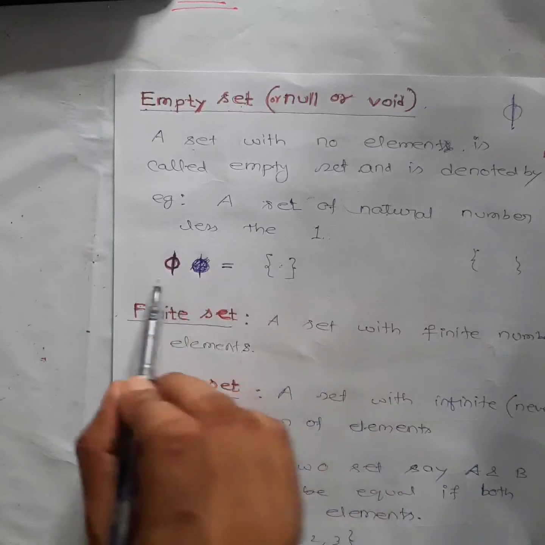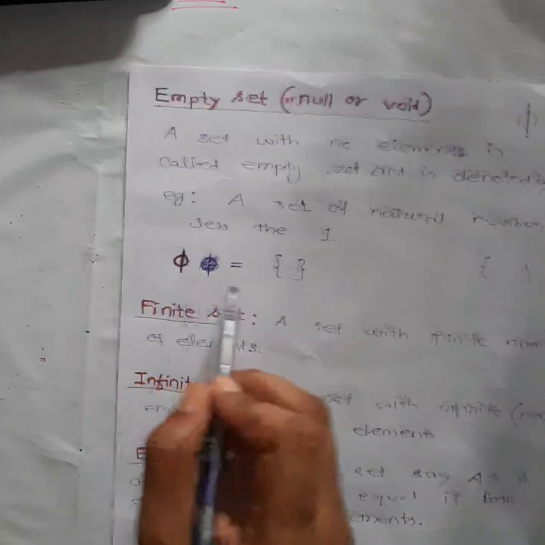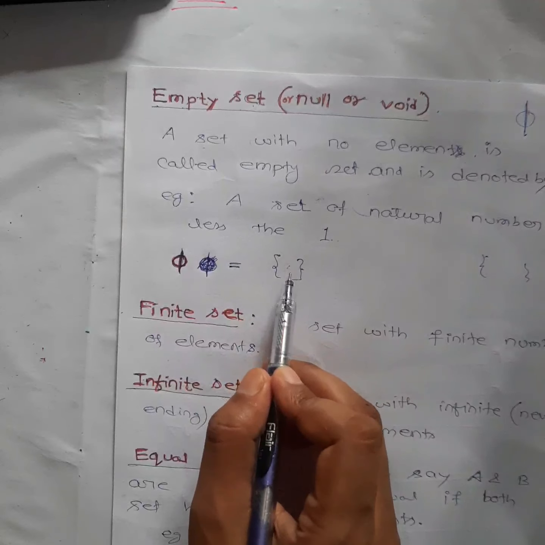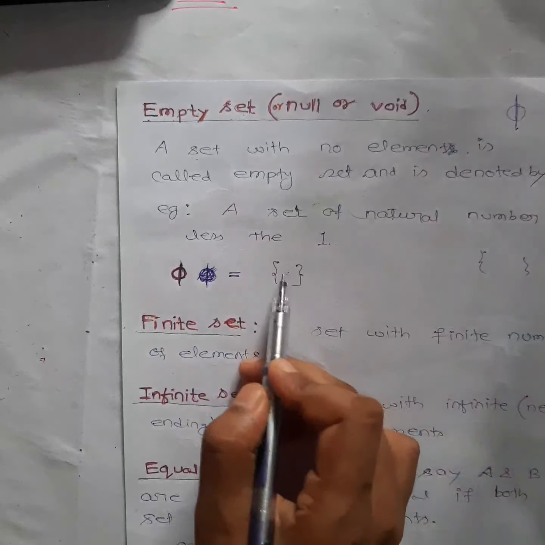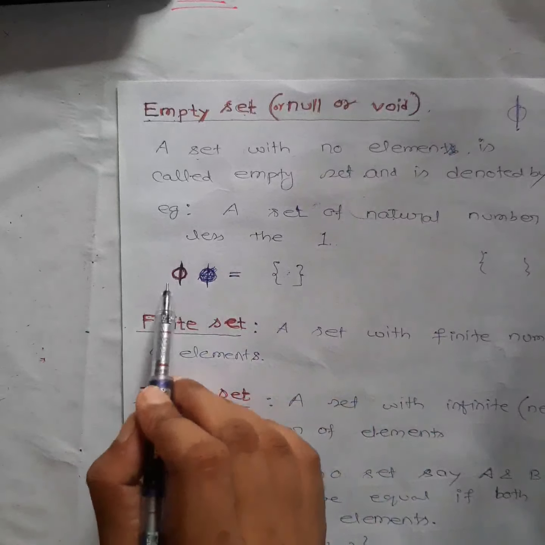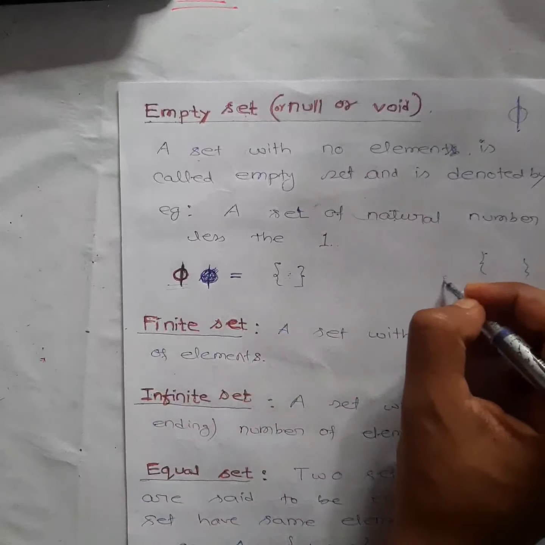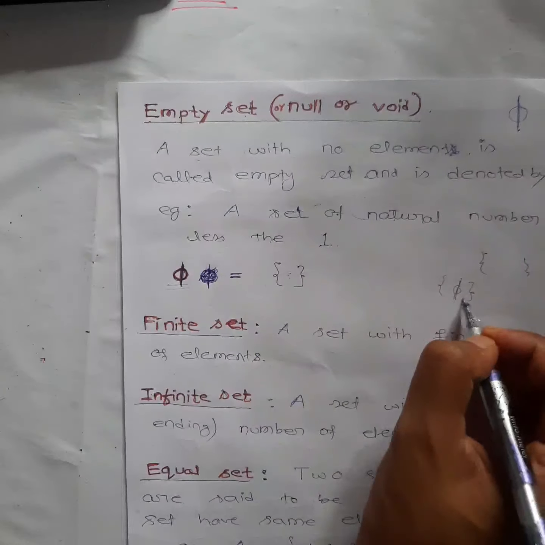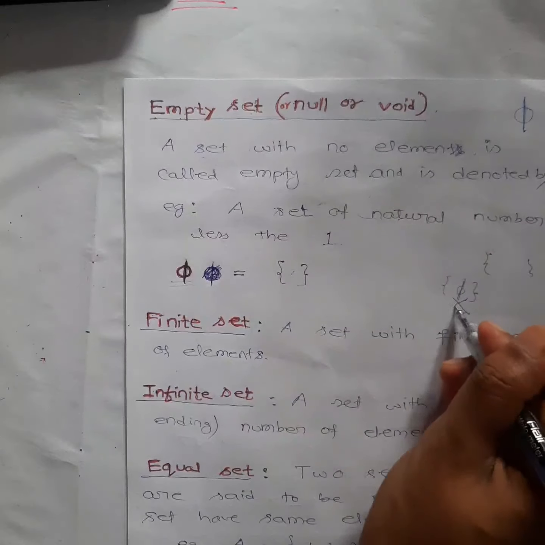You can see the set. This is the notation, and this is how we write a set. Curly brackets, inside we write the elements. Now there is no element, so what will you write? Leave it empty. So this is your empty set, and this is the notation. Sometimes students put phi inside the curly brackets. Remember, this is not a correct notation.